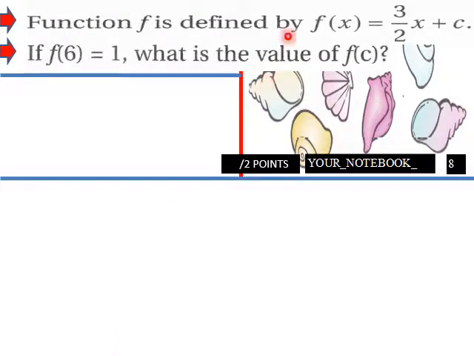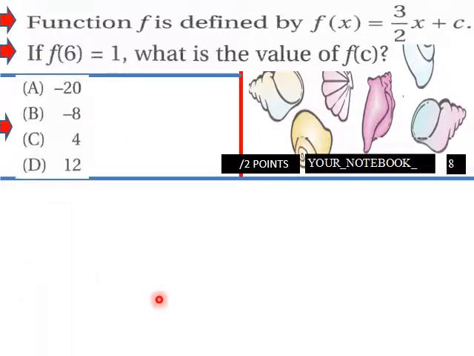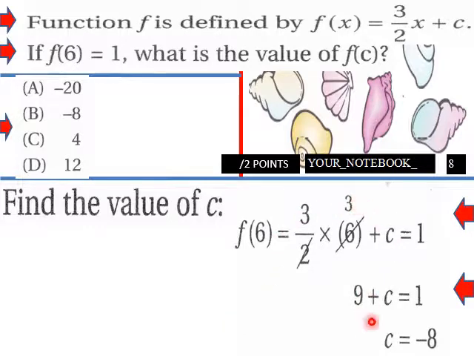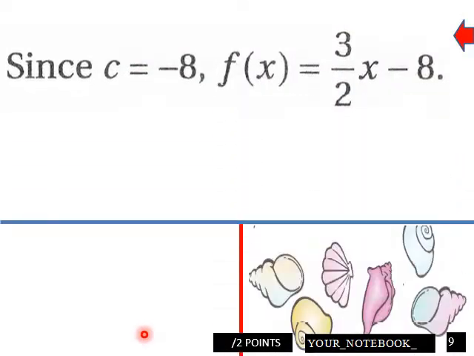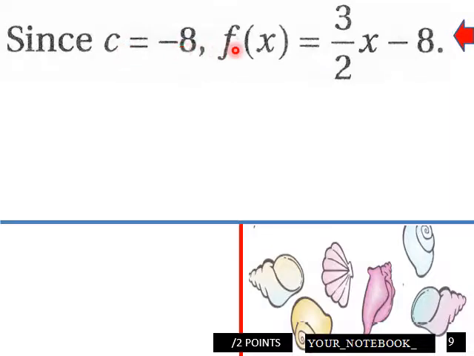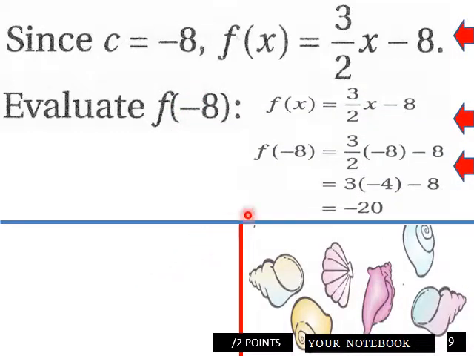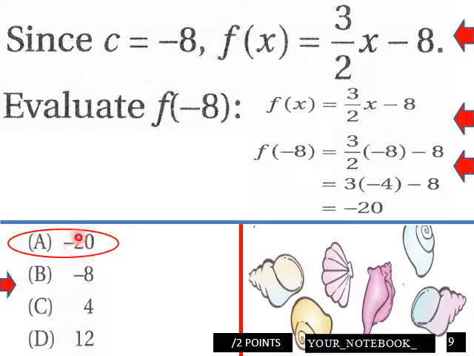Function f is defined by f of x equals 3x plus c. If f of 6 equals 1, what is the value of f of c? So here are the possibilities for that. Find the value of c, so we solve for c here. c equals -8, and we plug in 6 here. Since c equals -8, f of x equals 3x minus 8. Evaluate f of -8. So we plug in -8 here, and we get -32.